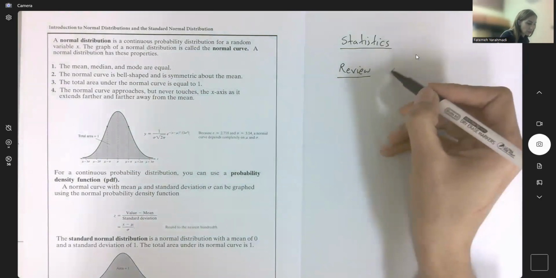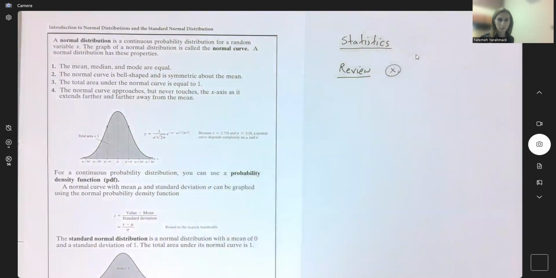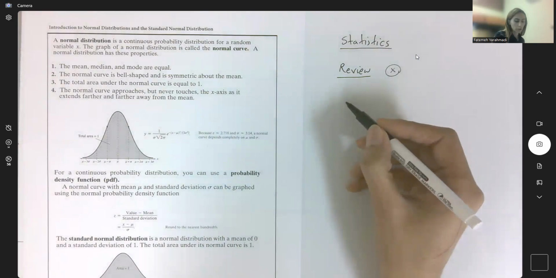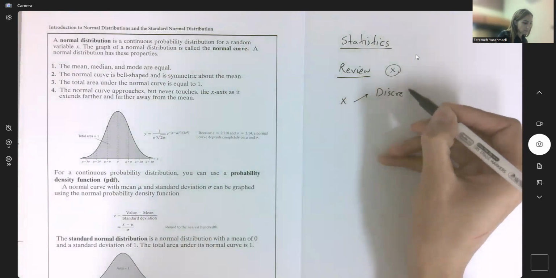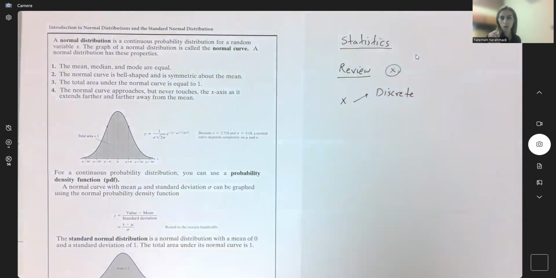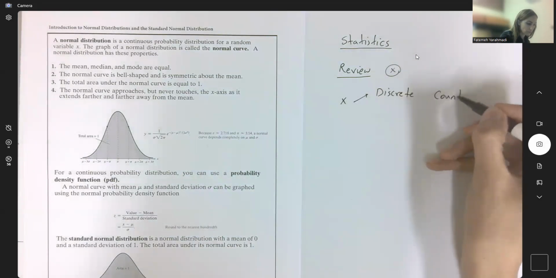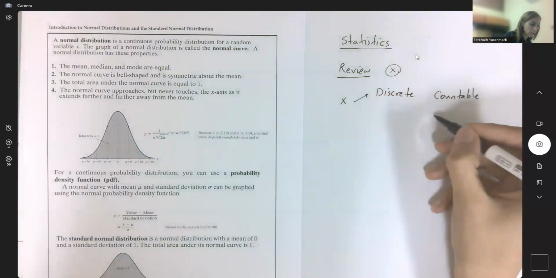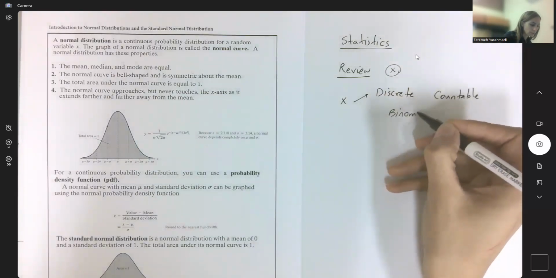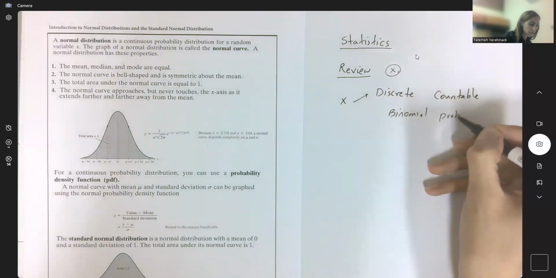So in statistics, we talk about different variables, am I right? Random variable X. In random variable X, we had different scenarios. One scenario was you have a discrete random variable, like the number of students sitting in this class, it's countable. Then we learned that we have a very important probability distribution that we called a binomial probability distribution.